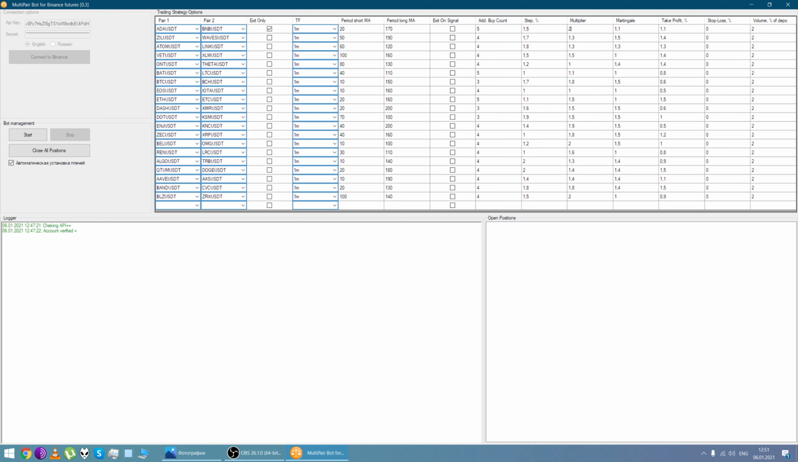In the martingale field, specify the martingale coefficient for buy orders. This is how many times to increase the position volume for each subsequent purchase. If you leave 1, then the volume will not increase. It's the same here. If the multiplier is 1, then the step will be unchanged. So martingale is 1.